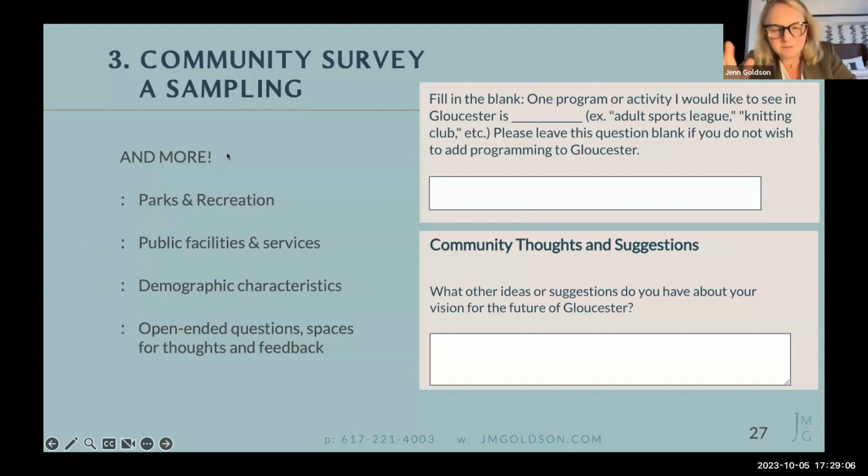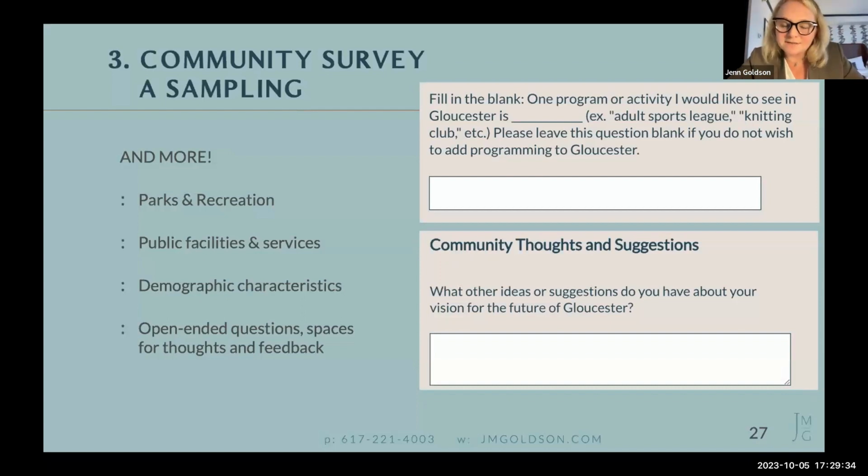And then there's more. I didn't want to go through the whole survey with you tonight, but just want to give you a little sampling of it. The areas I didn't show on these slides, there's also an area for parks and recreation, an area for public facilities and services. We have a whole bunch of demographic characteristics to ask your personal demographic characteristics when you take the survey. And I mentioned this at the forum, so you'll hear me repeat myself for those of you who are there.